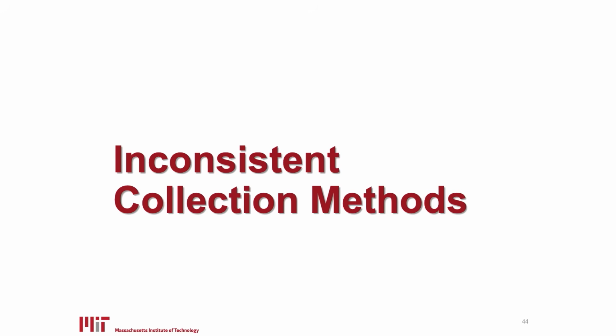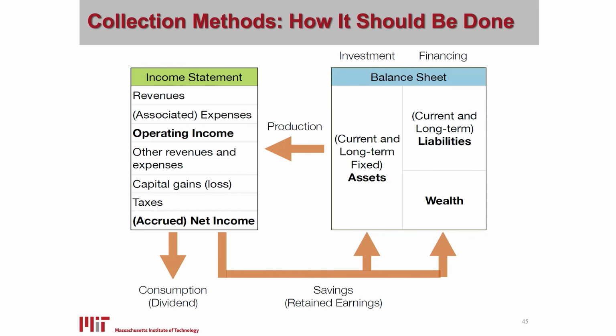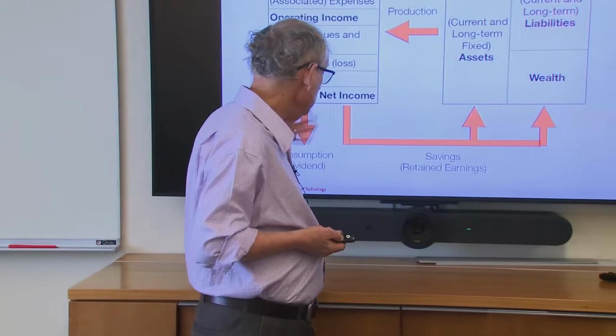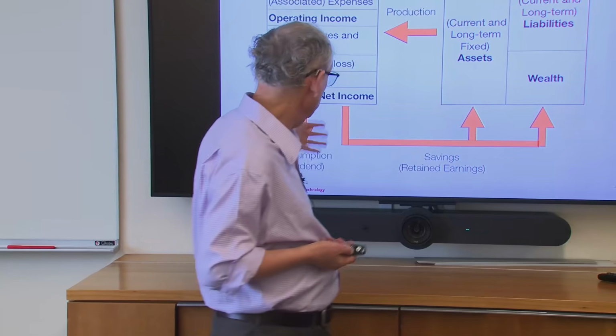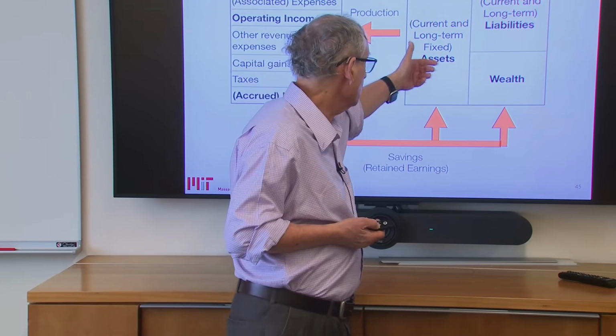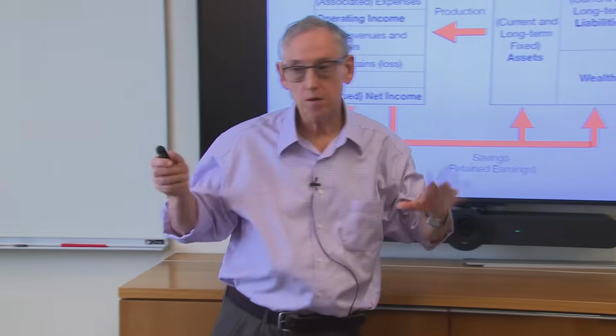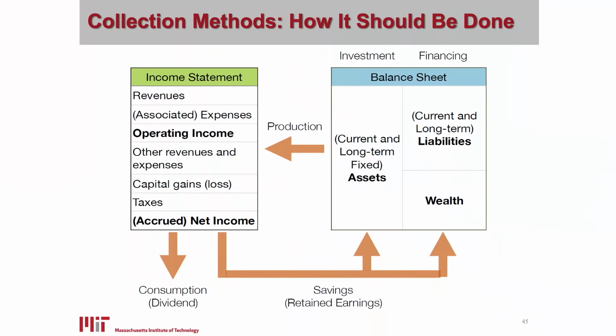So, inconsistent collection mechanisms. This is what I was alluding to before. Again, the savings, profits not eaten or given out as dividends, are savings that should show up in the change in assets in the balance sheet. So this is how the accounts are connected in principle.